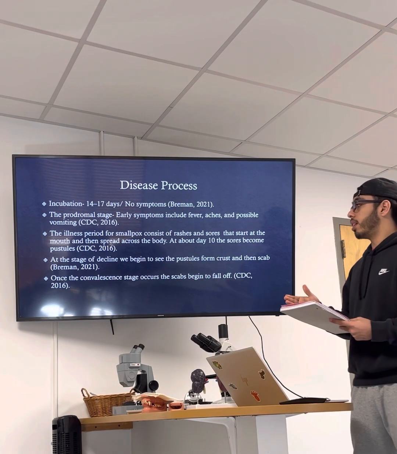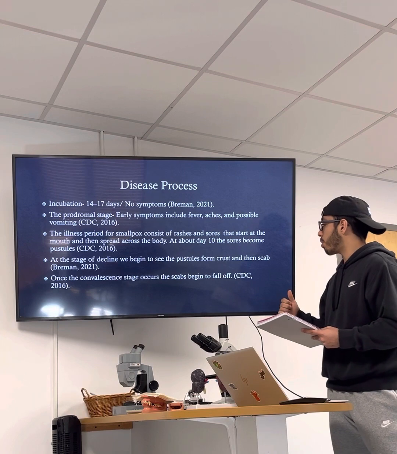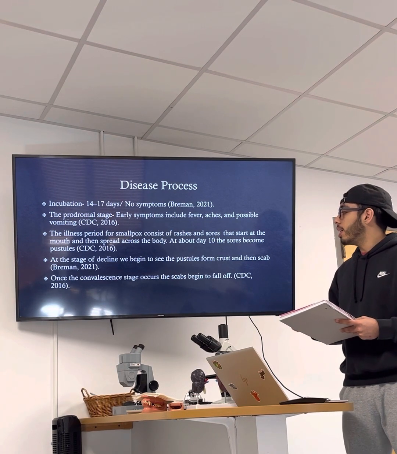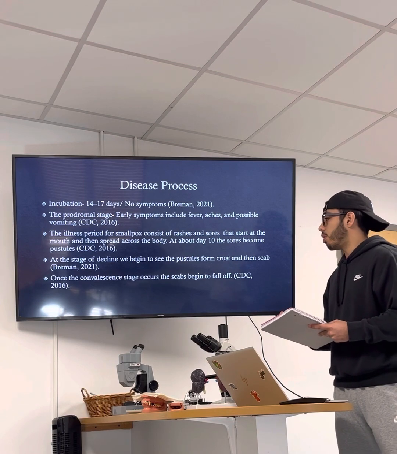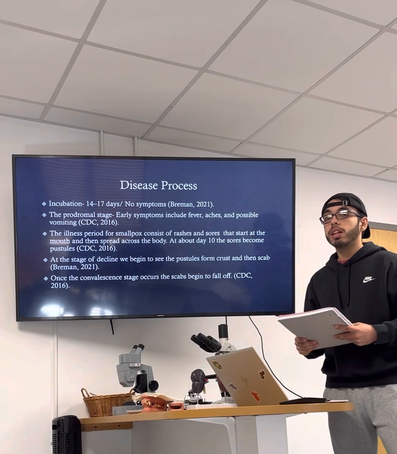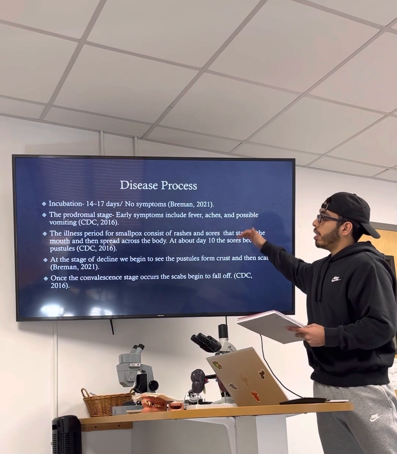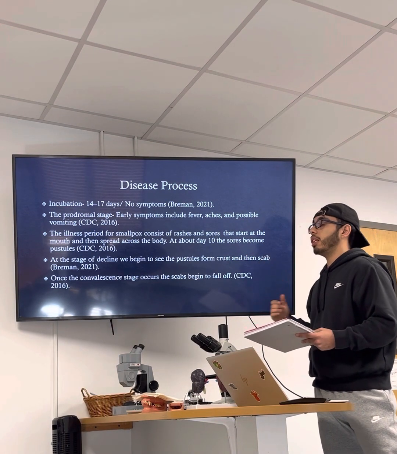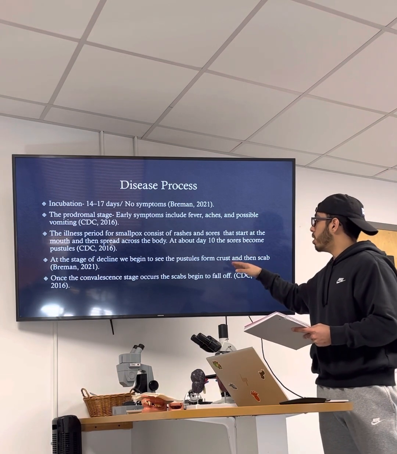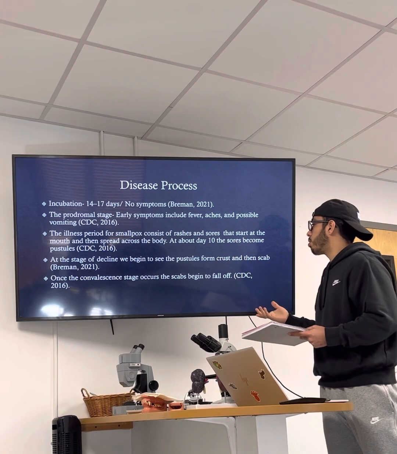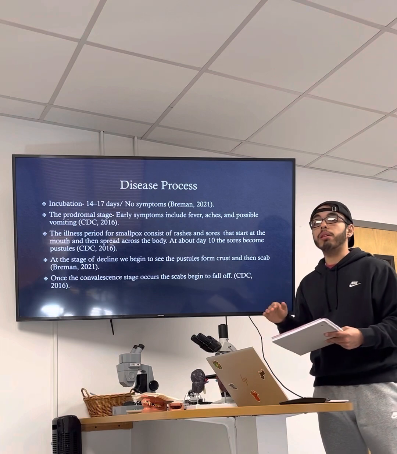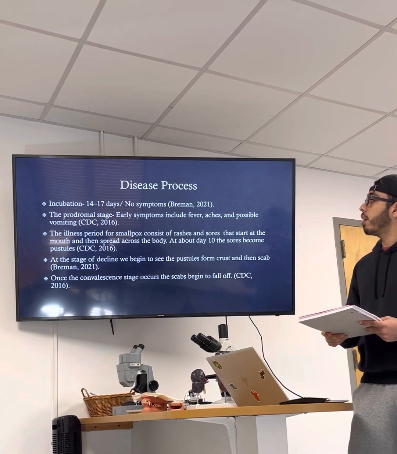At the stage of decline, we begin to see the pustules form crust and then they scab. Once the convalescence stage occurs, the scabs are beginning to fall off. It is at this point that you are no longer contagious. Throughout these 3 stages, the person is incredibly contagious, so they can spread it. Even when the pustules start to crust over and even scab, they can still be contagious. It is only once the scabs are completely falling off that they are not contagious anymore.